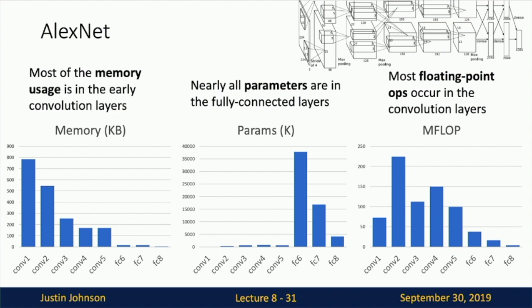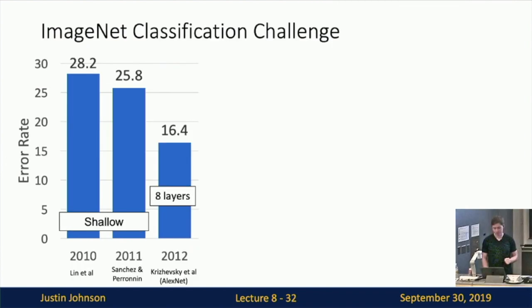So these trends are kind of interesting to keep in mind as we move on to later architectures that try to address more efficient architectures, that try to fix some of these trends. So that's our brief overview of the AlexNet architecture. So that's what happened in 2012.